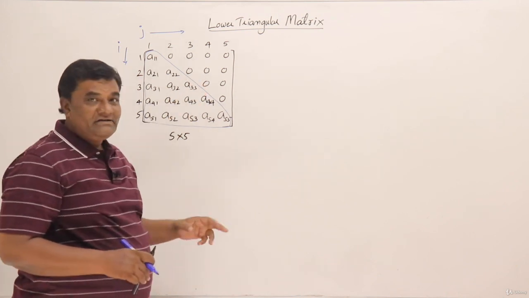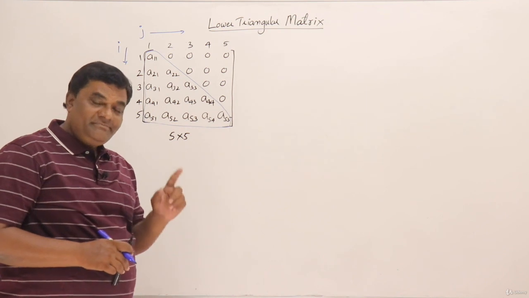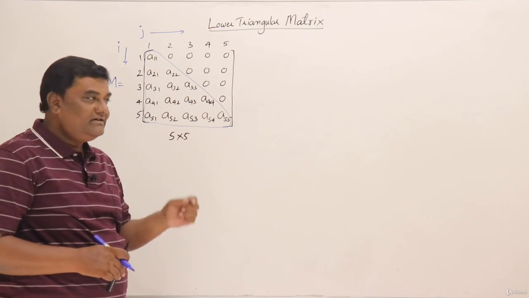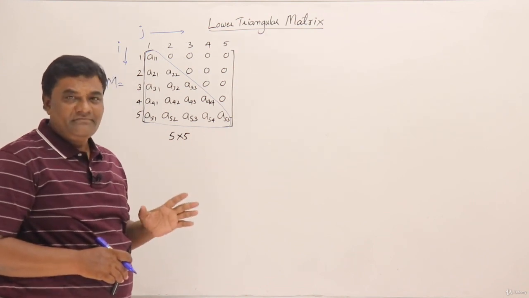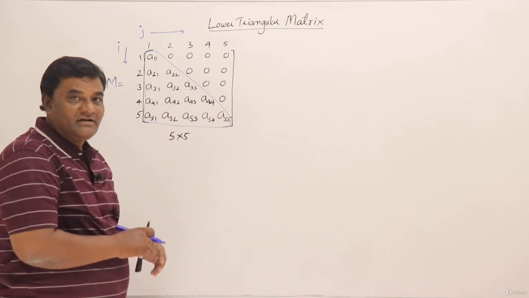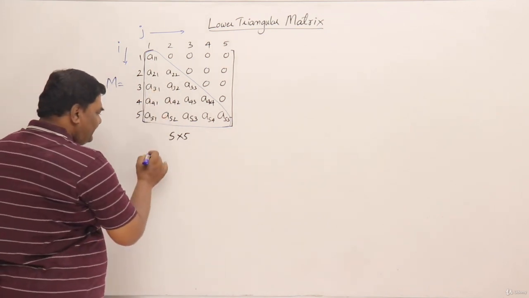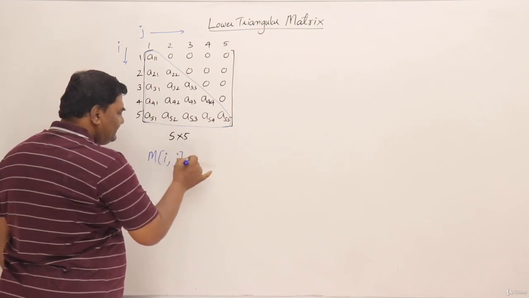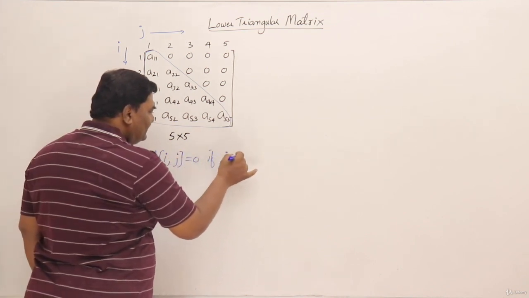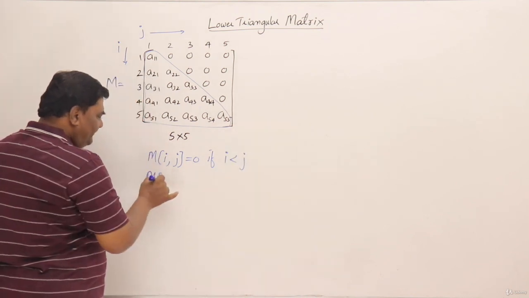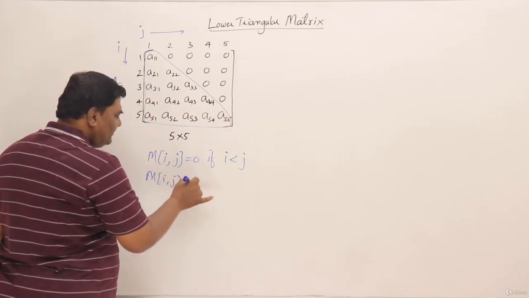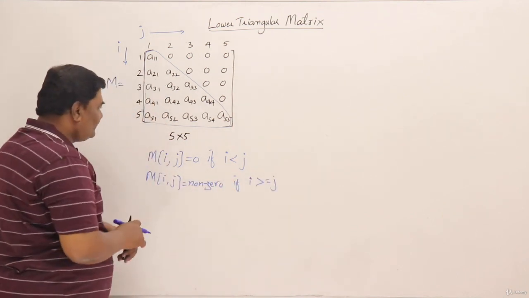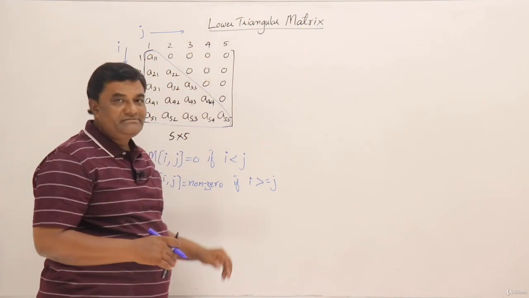Then what about zero elements? I value is smaller. So it means if I value is less than J, that is row number is less than column number, then the element must be 0. These must be 0. So we can define a lower triangular matrix as M of I comma J is 0 if I is less than J. M of I comma J is non-zero if I is greater than or equal to J. So these elements are non-zero and those must be 0.